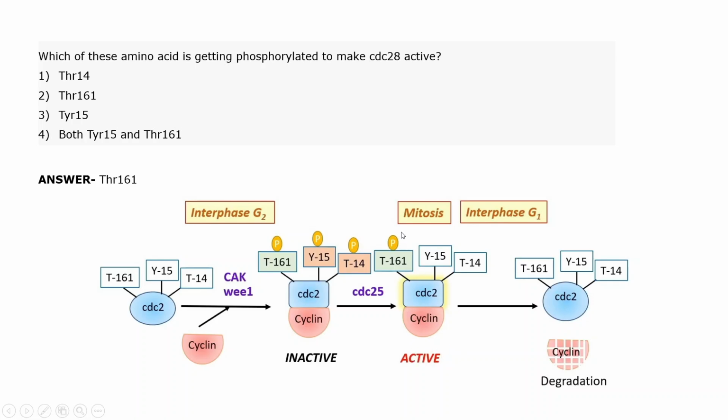So whenever this phosphorylation is getting removed by the anaphase promoting complex and all, this cyclin is getting degraded by proteasomes and all, which actually transitions the cell from the metaphase to anaphase and finally into a G1 phase. So out of these amino acids, threonine 161 is getting phosphorylated, which renders the CDC28 active. So I hope it is clear. So anyone is in doubt?